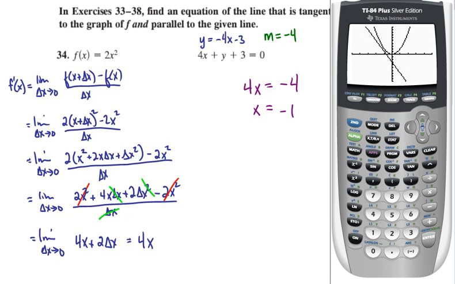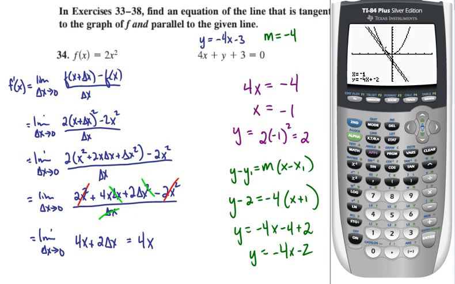So if we bring the graphing calculator back in, and we're going to graph a tangent line when x is equal to negative 1, you're going to see that that would be negative 4x minus 2. And I'm going to run out of time here, but I showed how we find that tangent line.